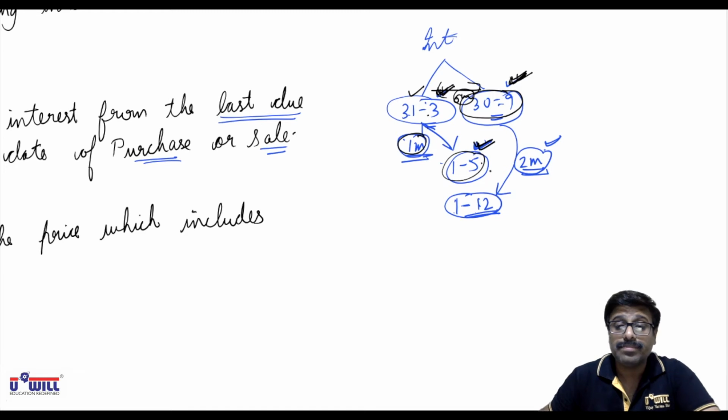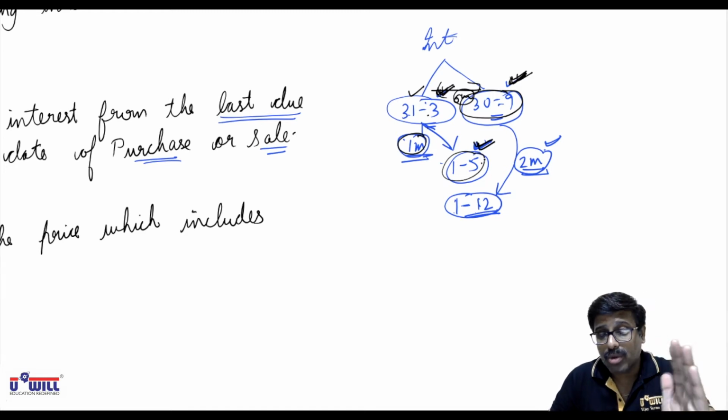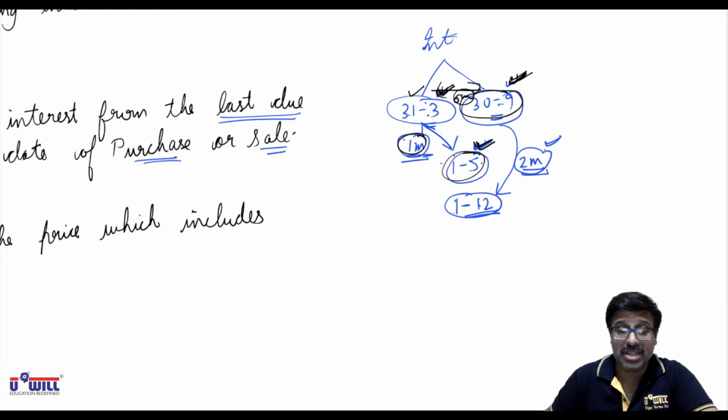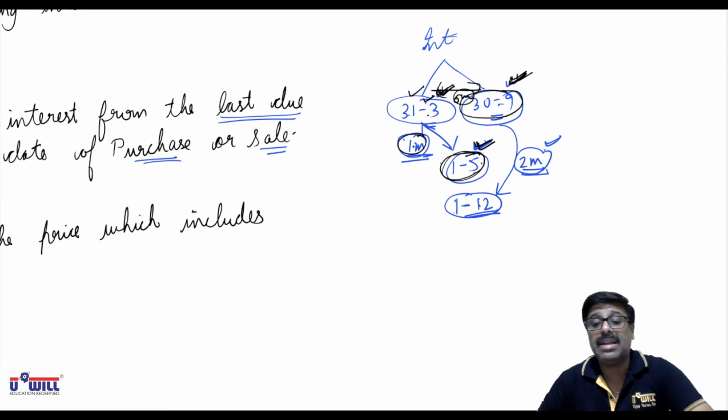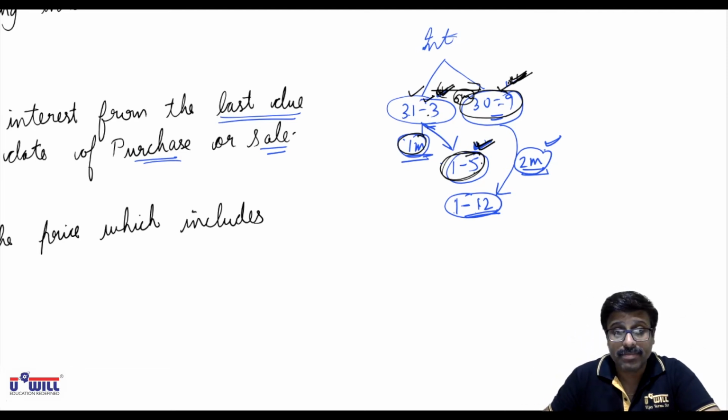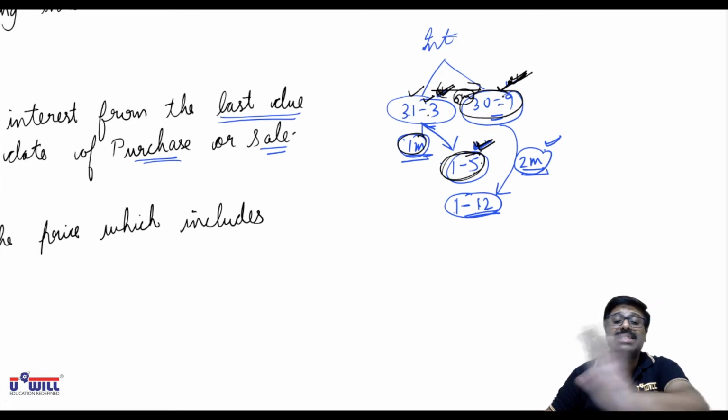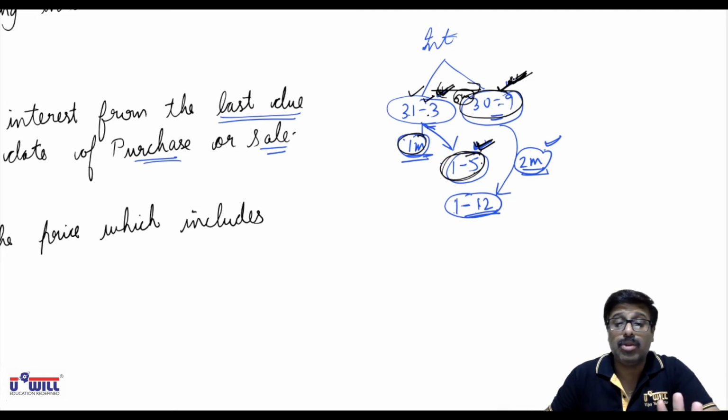I repeat, you buy the security on 1st May. Company is not going to pay the interest on 1st May. Company already paid the interest on 31st March. Means now company will directly pay the interest on 30th September only. So since you have the securities on 30th September, you will get all 6 months interest on 30th September, whosoever is having the security on 30th September.